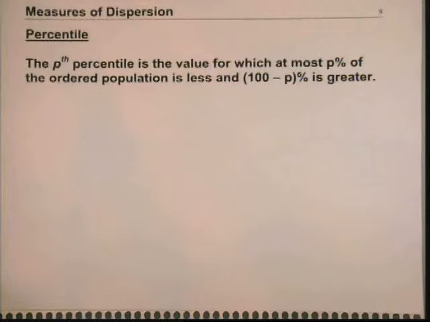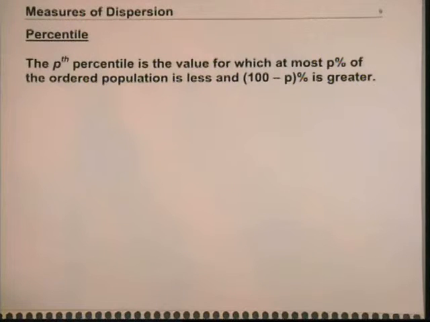Okay, percentile. I've always taught percentiles, but I guess I just always taught them as percentiles. And so they are, in fact, some measure of dispersion. It talks about knowing percentiles, where a 95th percentile is, say, versus a 25th percentile. That lets you know how spread out things are as well, okay, or how dispersed data are. So if we talk about the pth percentile, the definition of percentile is the value for which at most p% of the ordered population is less, and 100 minus the p% is greater.